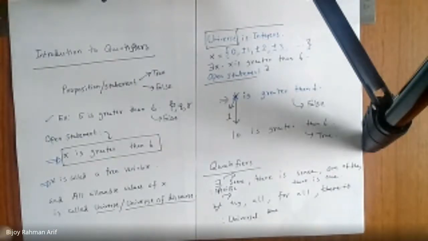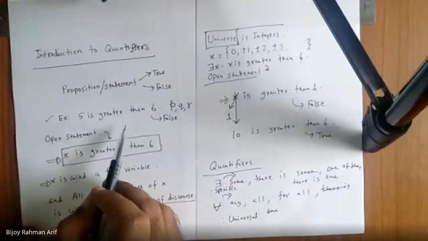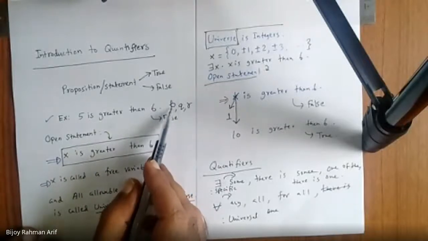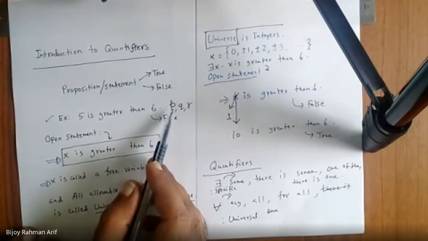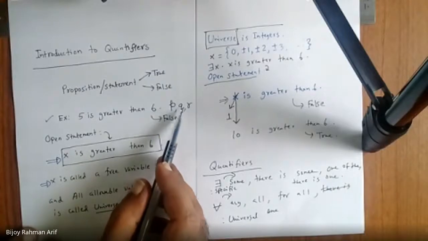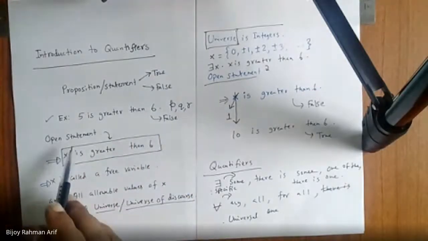Okay, now is it clear? Now it's clear. So, a propositional statement is denoted by small English letters, right? P, Q, R.